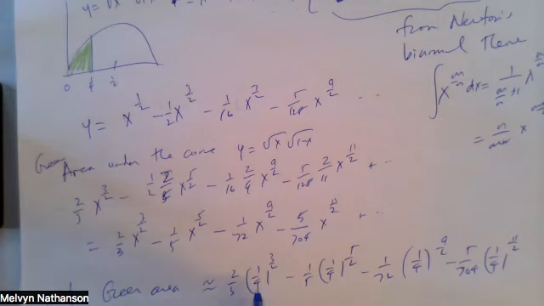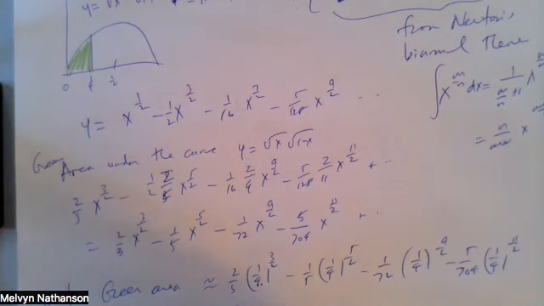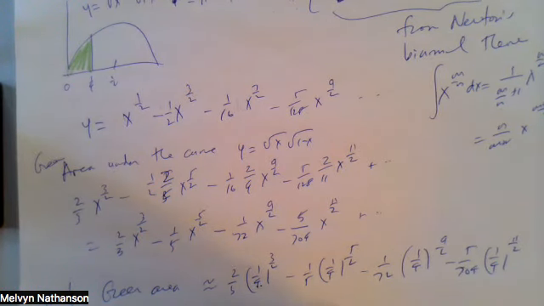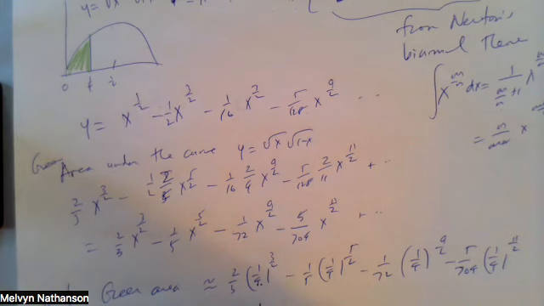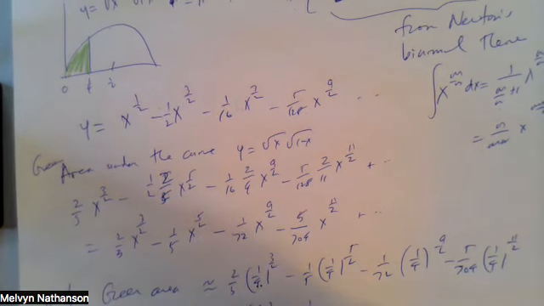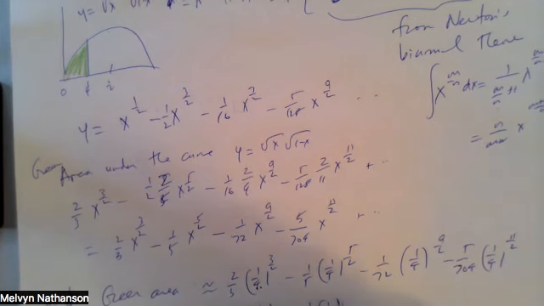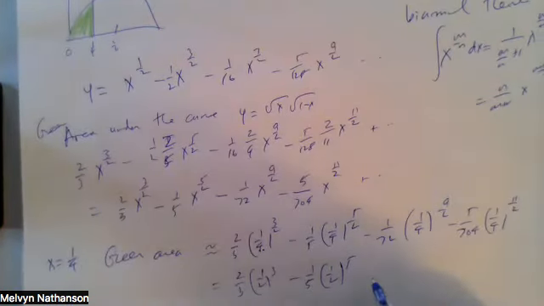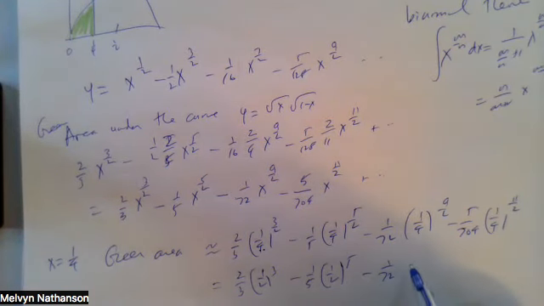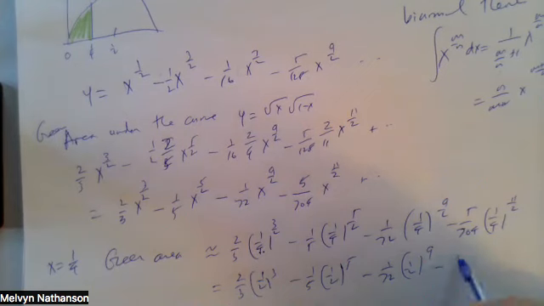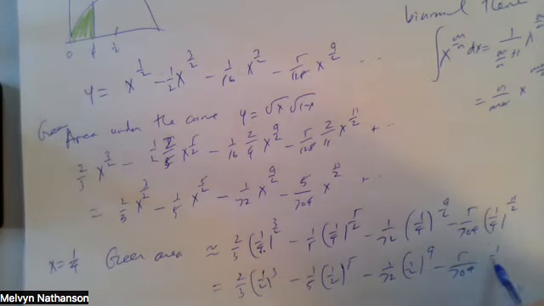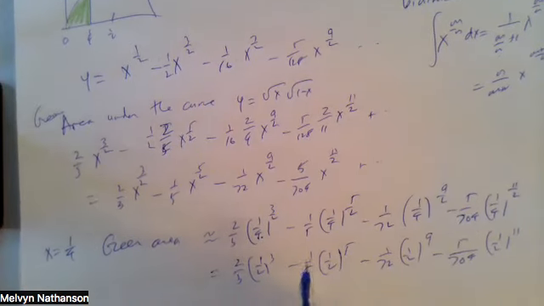And 4 is 2 squared. So this is 2/3, 1/2 cubed, minus 1/5, 1/2 to the 5th, minus 1/72, 1/2 to the 9th, minus 5/704, 1/2 to the 11th. There are no more square roots in this. This is just fractions, right? So you can calculate this out, and we've calculated the green area in a second way.